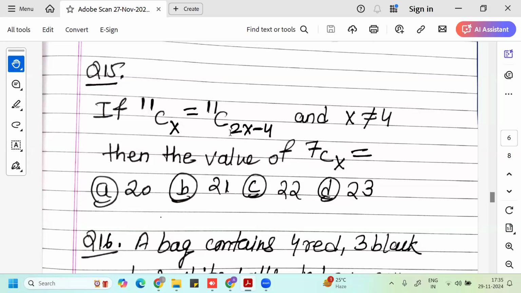11Cx is equal to 11C(11 minus x). So 11 minus x is equal to 2x minus 4, which means 3x is equal to 15, so x is equal to 5. Then 7C5 is equal to 7C2. 7C2 means 7 into 6 by 2, which is 21. Question number 15, your answer is option B, 21.